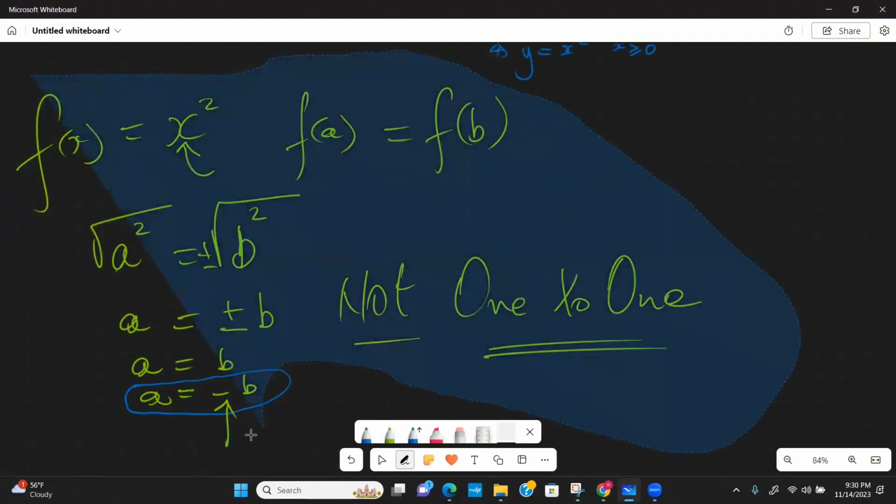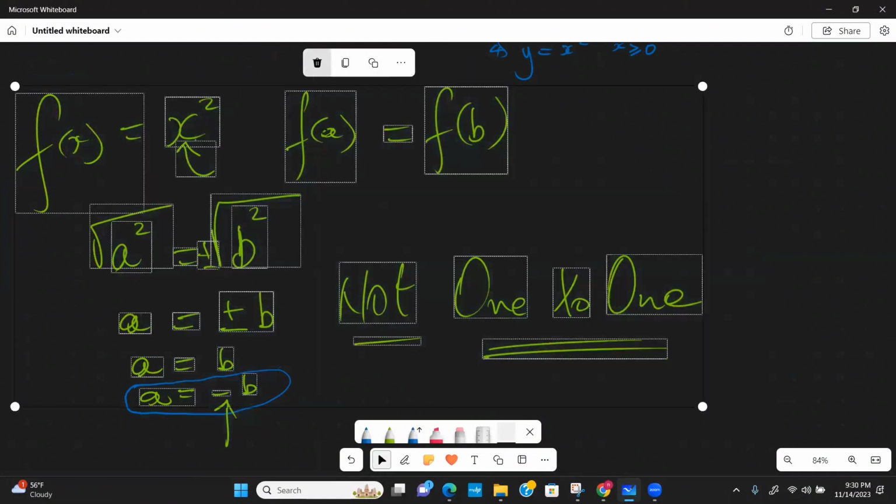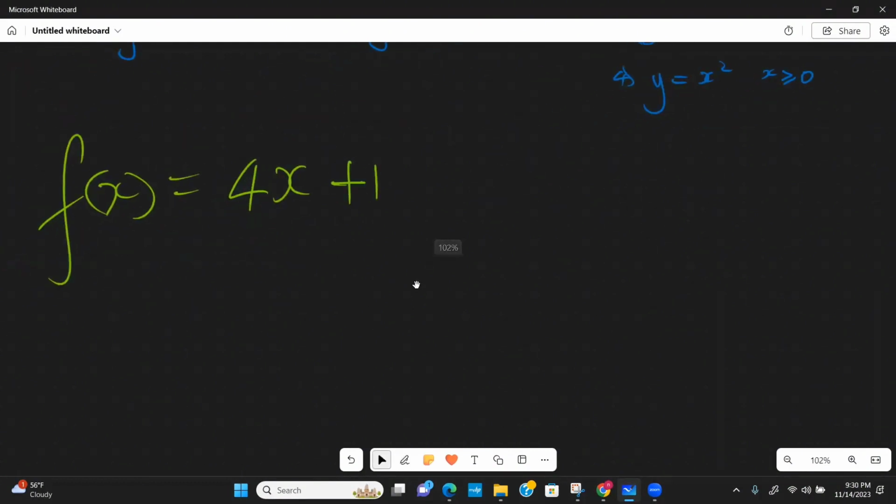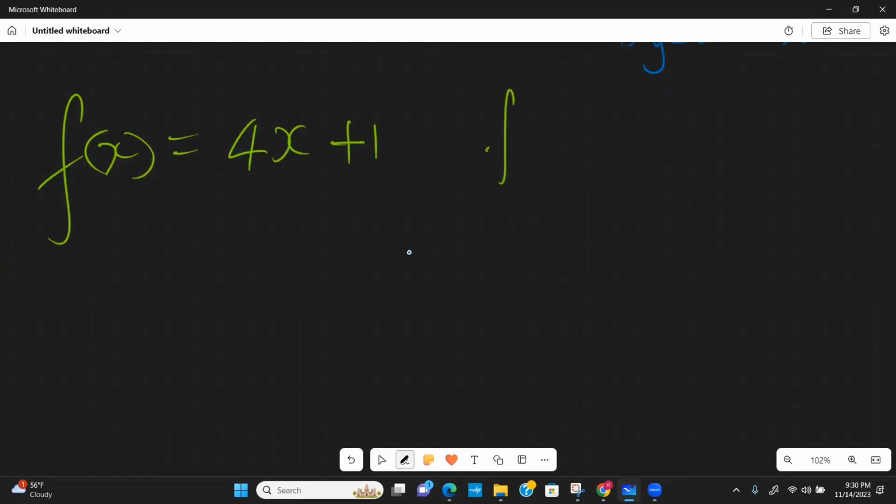Let's go for another one. All right, so let's go for f of x is equal to, say, 4x plus 1. So if f of x is equal to 4x plus 1, remember, we're looking at f of a must equal f of b. So in this case, we're suggesting that 4a plus 1 is equal to 4b plus 1.